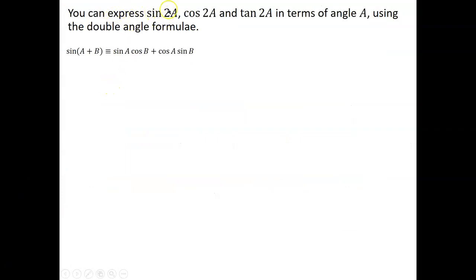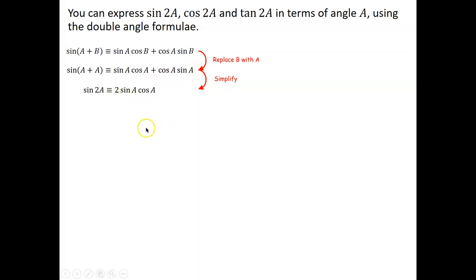So we can express sine 2A, cos 2A, tan 2A in terms of the angle A using the double angle formulae. We're going to have a look at where the double angle formulae come from. So here's my sine addition formula. I can replace the B with an A on both sides. Now I can simplify. So sine 2A, and I've just got sine A cos A plus cos A sine A, which obviously is the same. So I can write that as 2 sine A cos A.